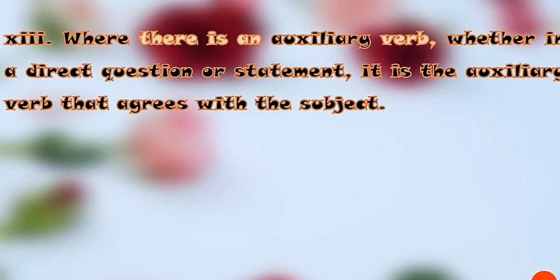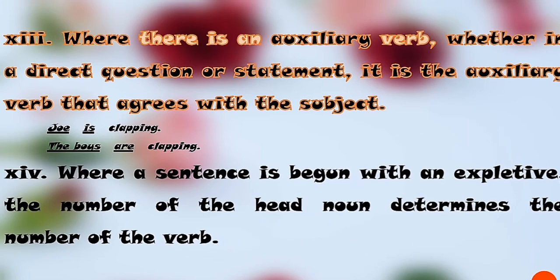Where there is an auxiliary verb, whether in a direct question or statement, it is the auxiliary verb that agrees with the subject. Joe is clapping. The boys are clapping. These are examples.